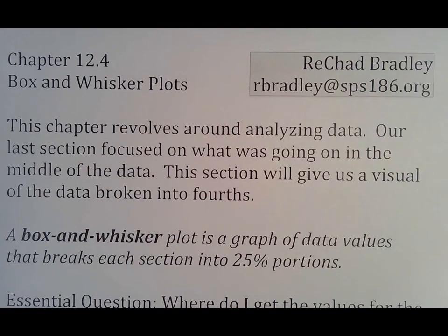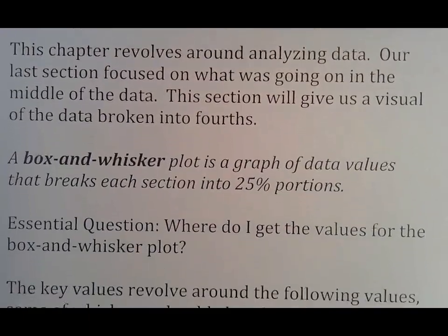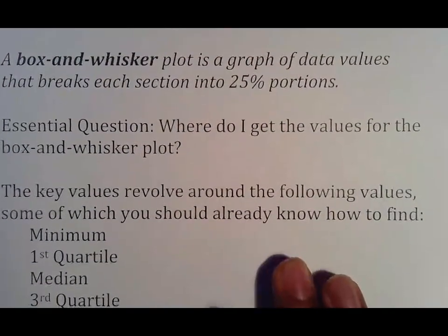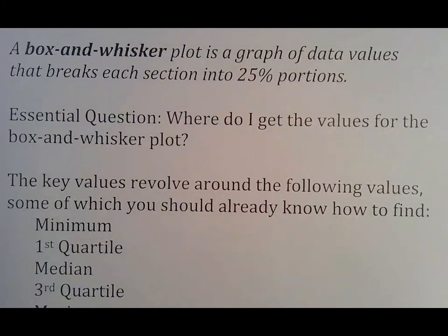All right, 12.4. I believe we skipped 12.2 and 12.3 was last week. That's right. This chapter revolves around analyzing data. Our last section focused on what was going on in the middle. This is going to just give us a visual of the data broken into fourths. A box and whisker plot is a graph of data values. It breaks each section into 25% portions.